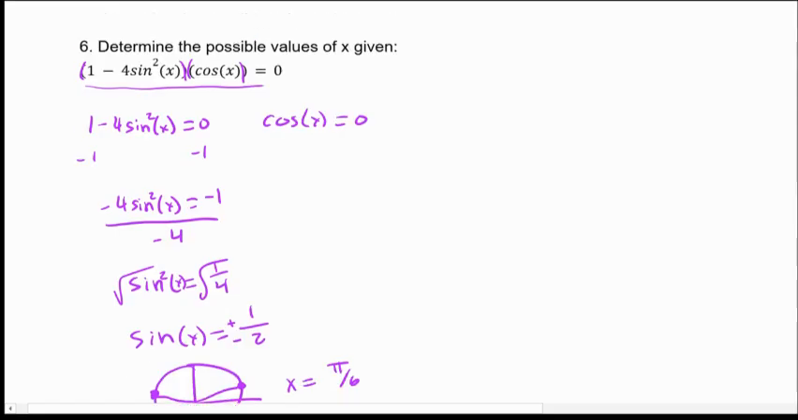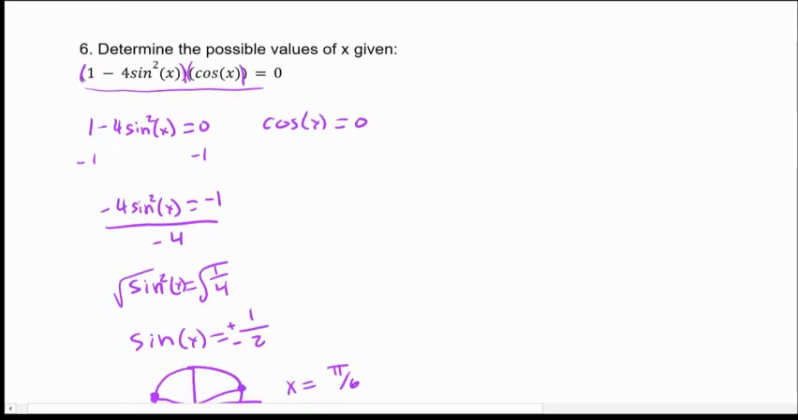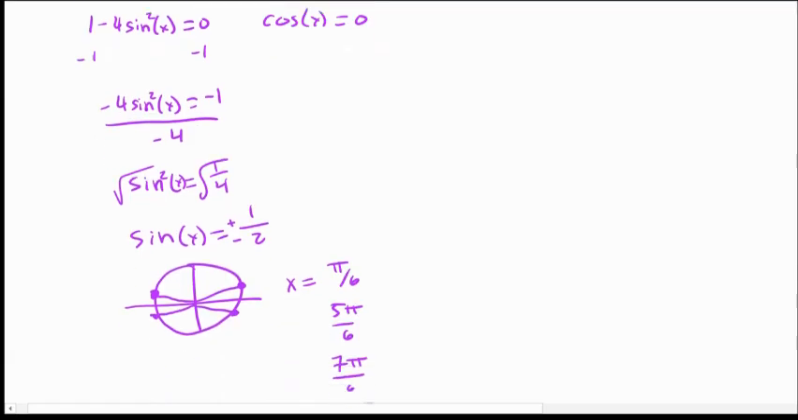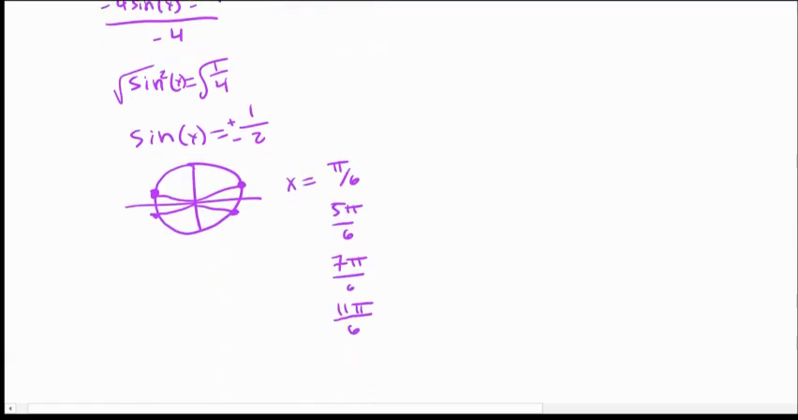And because it says all possible values, or doesn't tell us between 0 and 2 pi, I need to make sure to add 2 pi n to all of these to represent that any of the coterminal angles work as well. I can add 2 pi as many times as I want.